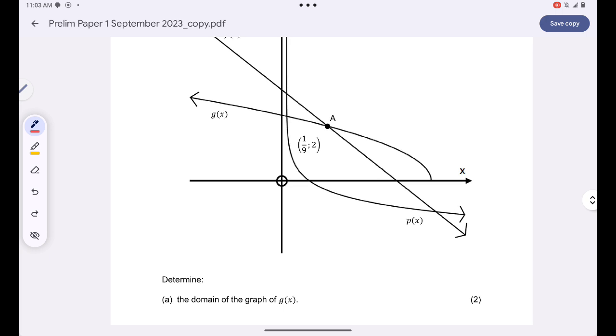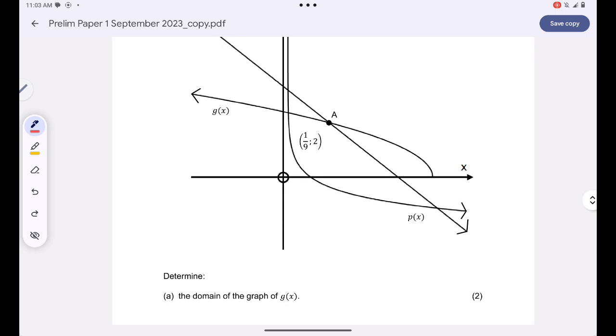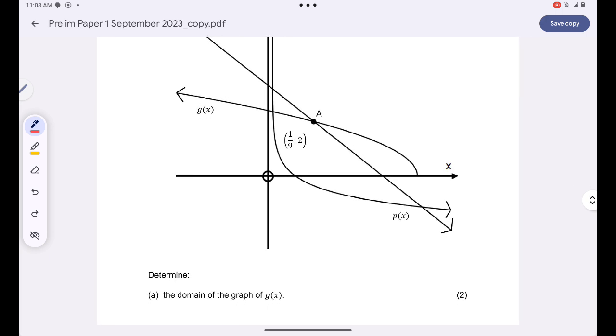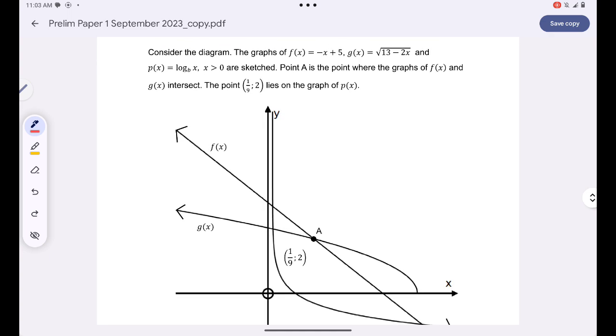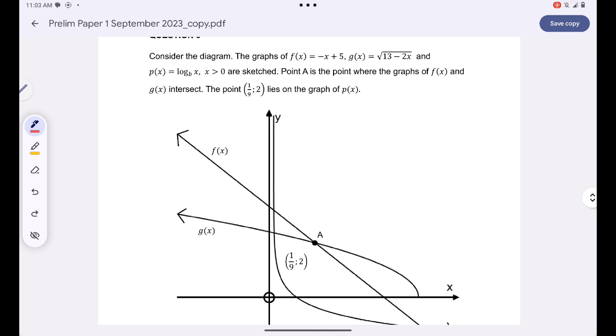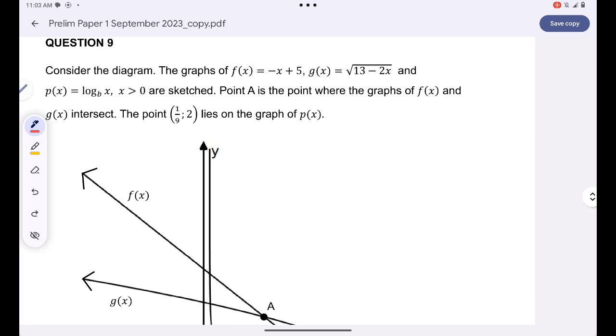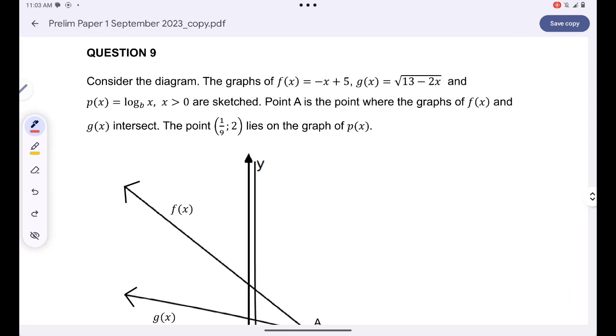Firstly, they want us to determine the domain of the graph of g of x, where g of x is our parabola. Okay, we'll find our domain, guys. We'll find it whenever everything under the square root is greater than or equal to 0. So 13 minus 2x is greater than or equal to 0.